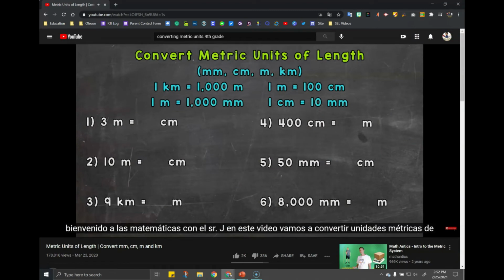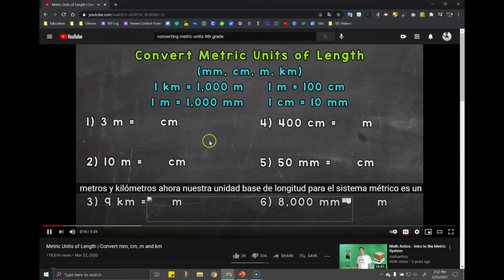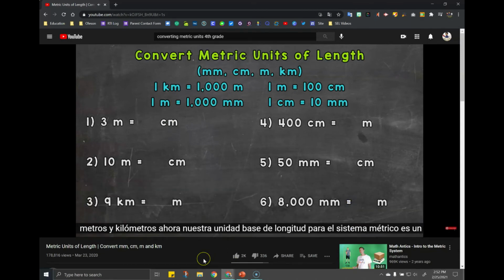In this video, we're going to convert metric units of length, and we're specifically going to be working with millimeters, centimeters, meters, and kilometers. Now, our base unit of length for the metric system is a meter. So everything's going to be based off a meter, and we're going to use prefixes to create other units of length, and those prefixes will tell us what those units of length mean in comparison to that meter.